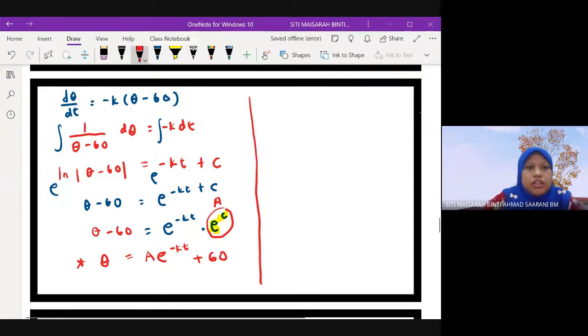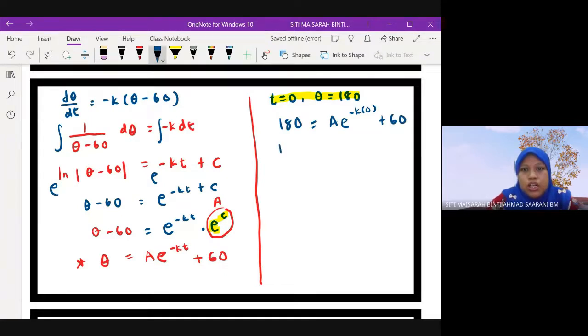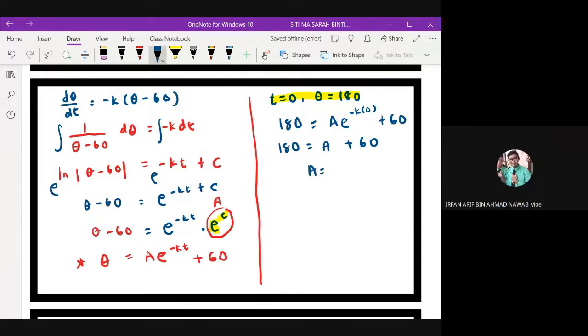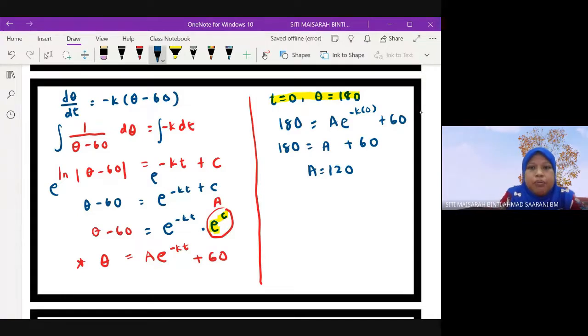We have the first piece of information: when T is zero, theta equals 180. This is our first initial condition. So we substitute theta 180 equals A E to the power negative K times zero plus 60. So 180 equals A plus 60. So A equals 180 minus 60, we get A is... what is A? 120. So we have found that A is 120.